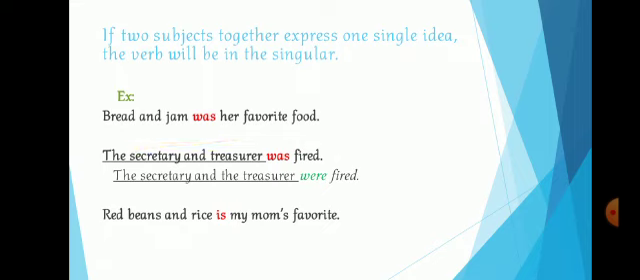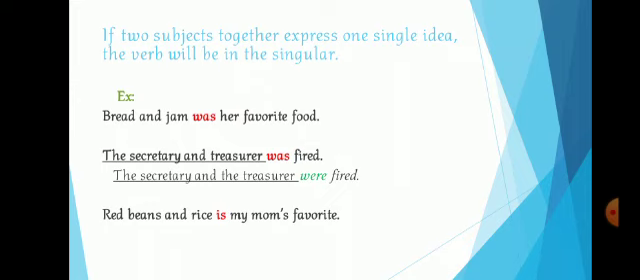Now you can ask me, it can be two different persons. The secretary and the treasurer can be two different persons. It can give two different ideas. So then how will the verb come? See, there is another one under that. The secretary and the treasurer were fired. Here the word the has come before treasurer. That means you're talking about two different persons, two different ideas. So two different ideas means plural because it is more than one, right?